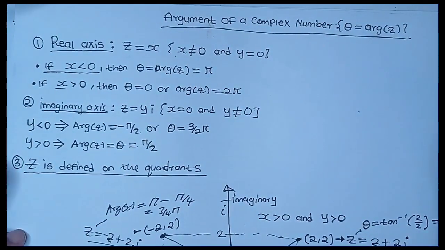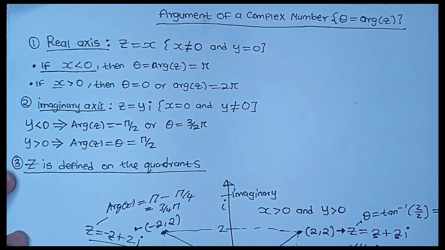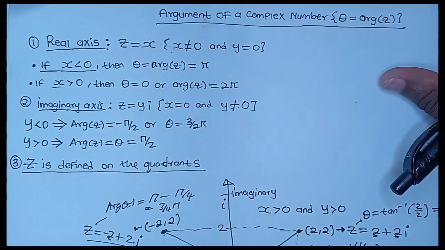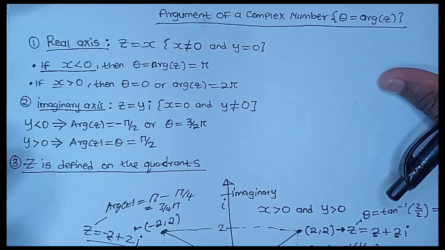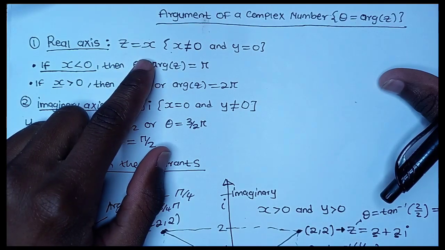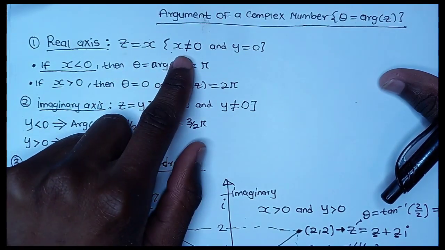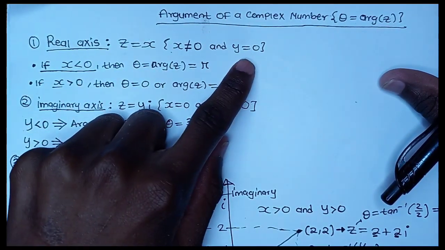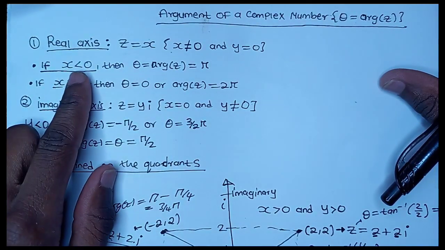So the argument of a complex number depends on how our complex number is defined, because our complex number can be defined on the real axis, where our z is given by the real part only. You can see that your x is not 0 but your y is 0. So what happens if x is less than 0?